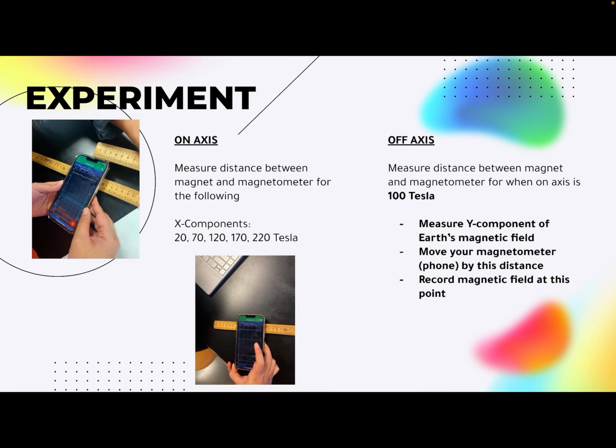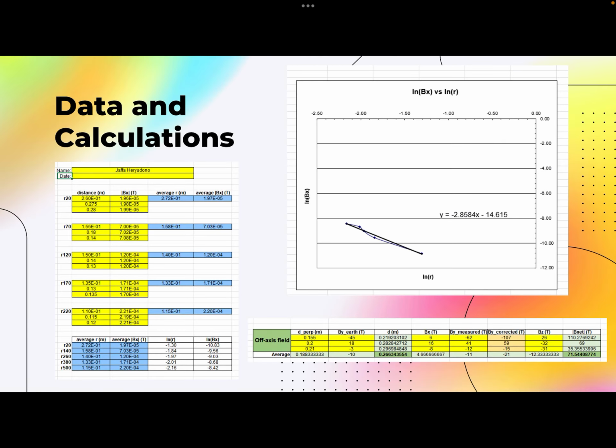For the on-axis fields, which are on the left, we measure the distance between the magnet and the magnetometer for the following x components of the field. For off-axis, we solely measure the distance when our field is at 100 Tesla. We then measure the distance of the y component of just the Earth's magnetic field and then move the phone by this distance. We then measure the y component again at this new point.